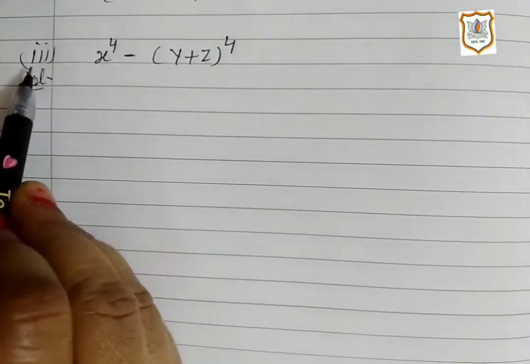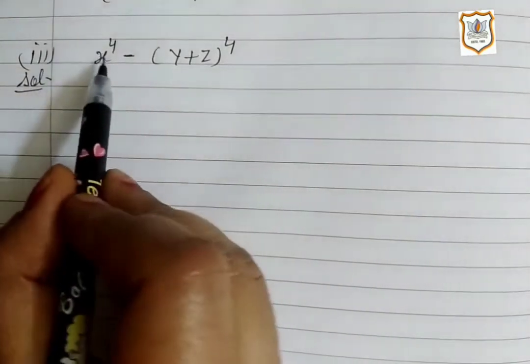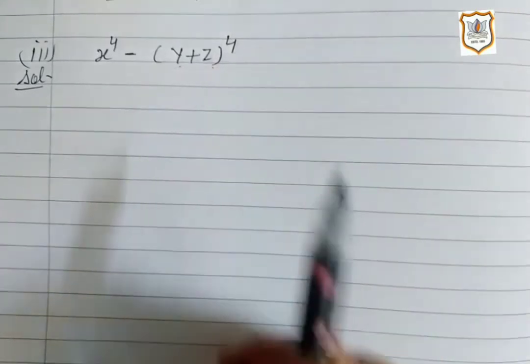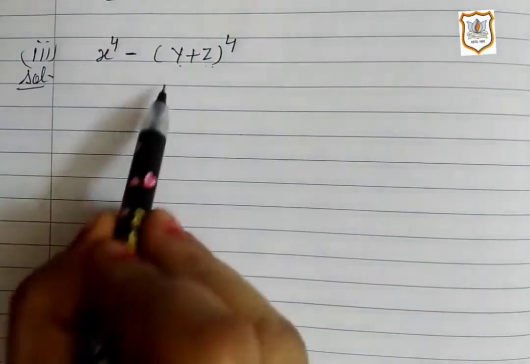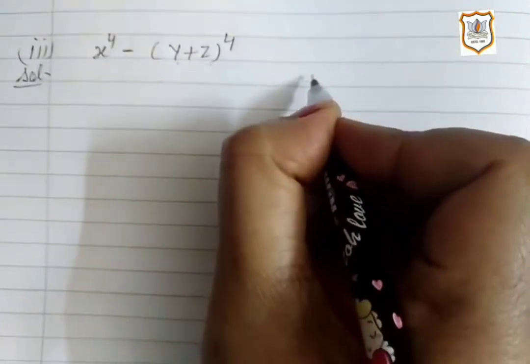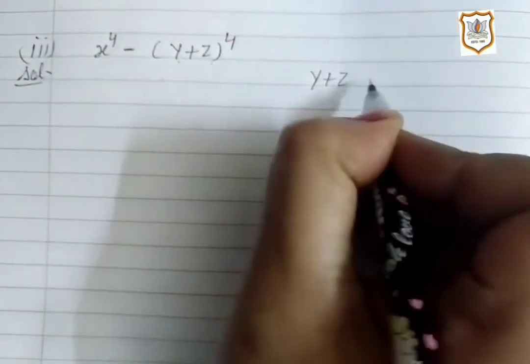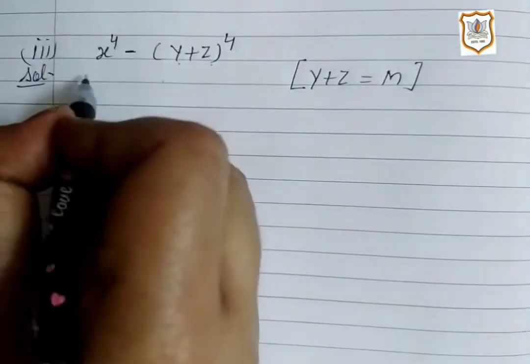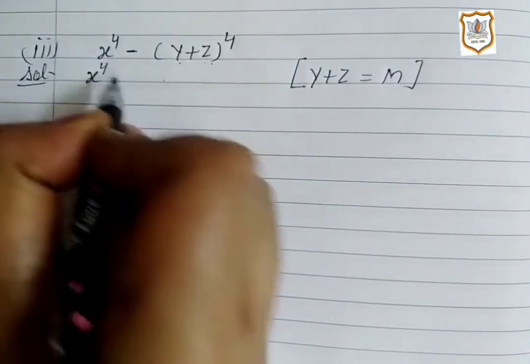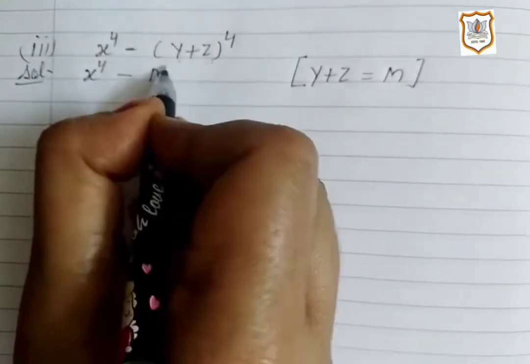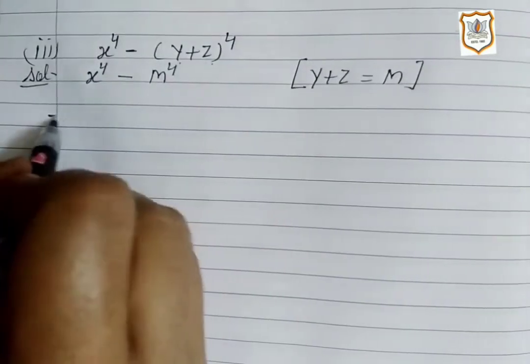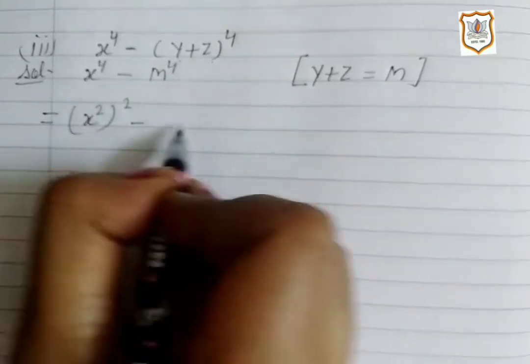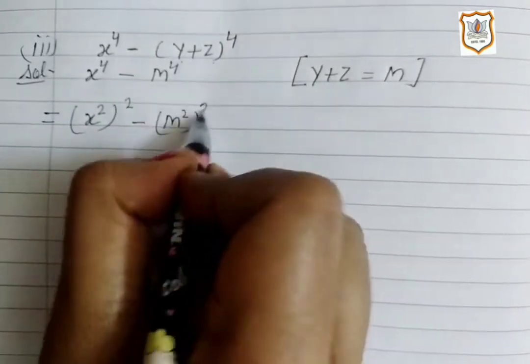Now third part of question number 4, x raised to power 4 minus y plus z raised to power 4. Here students, in the place of y plus z we will take m. Here we will write y plus z equals to m. In the place of y plus z you will use m, so we can solve it easily. Here we will write x raised to power 4 minus m raised to power 4. Now here we can write x raised to power 4 as x square whole square minus m square whole square.